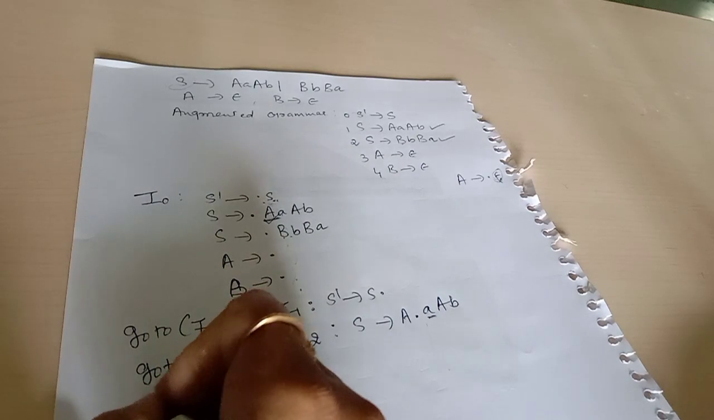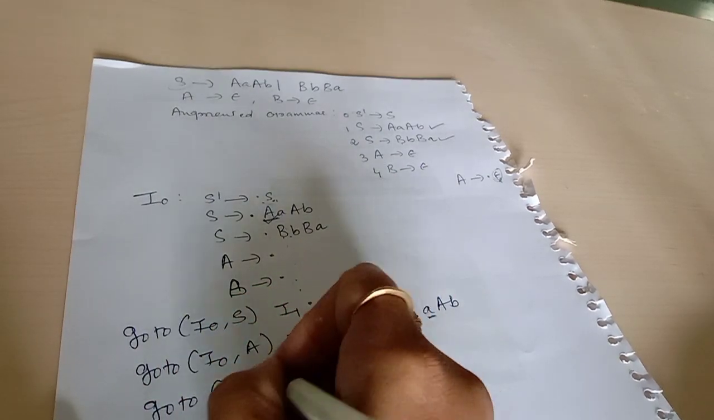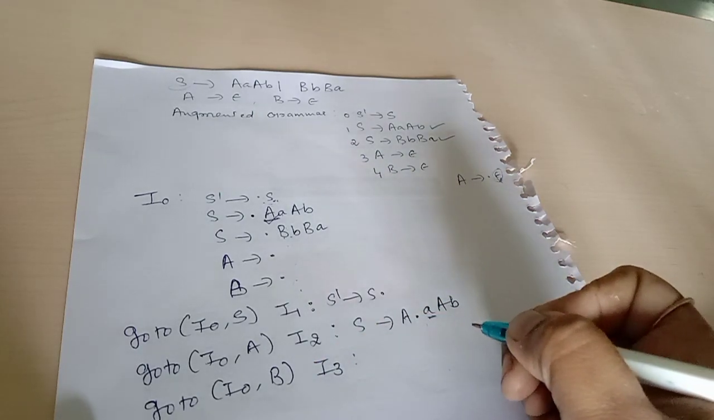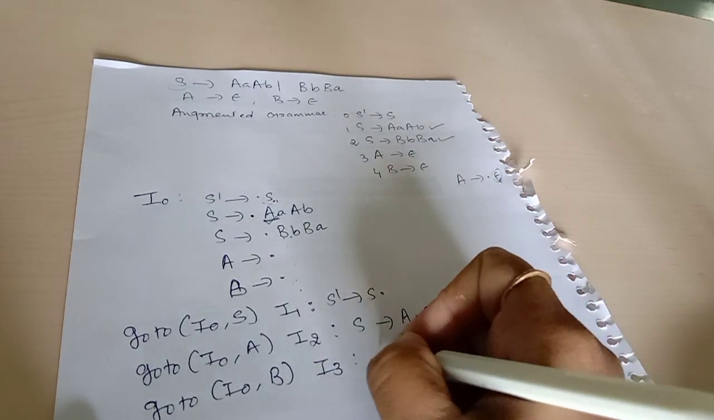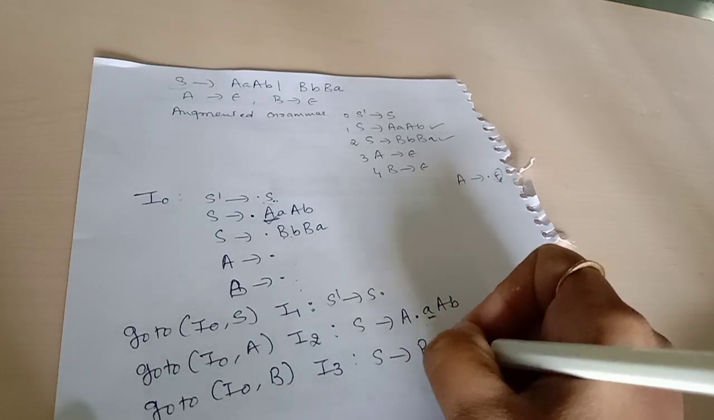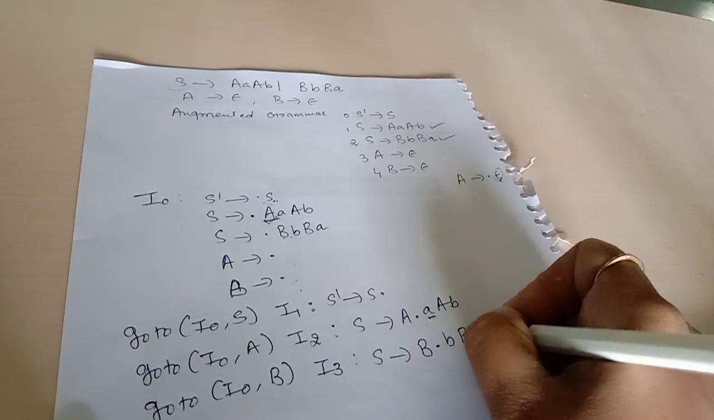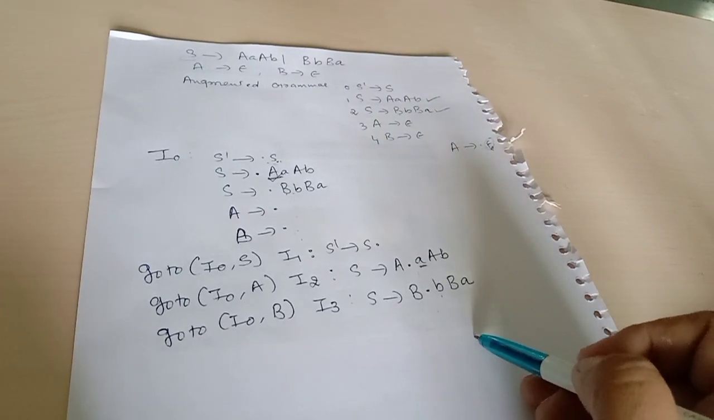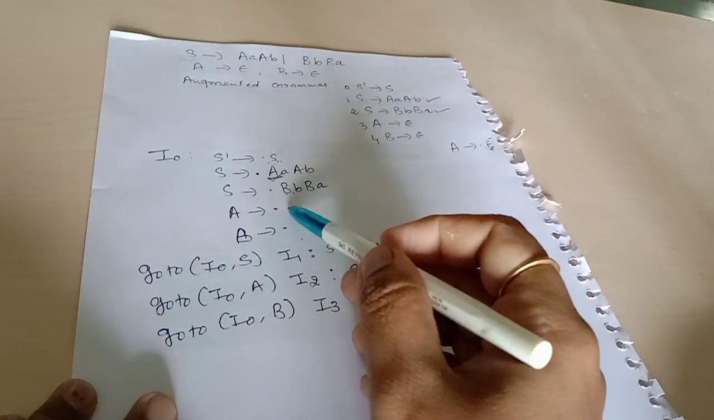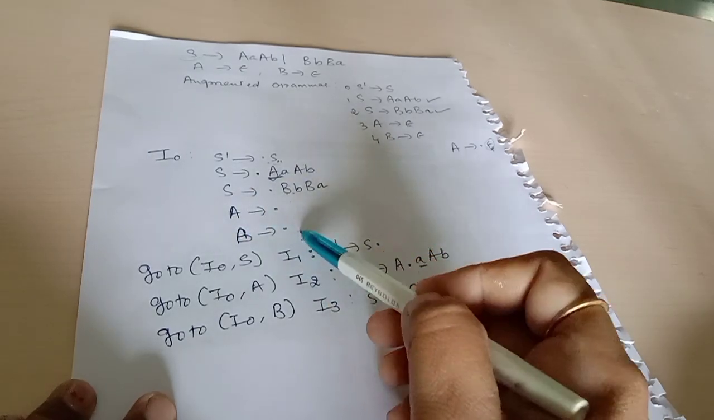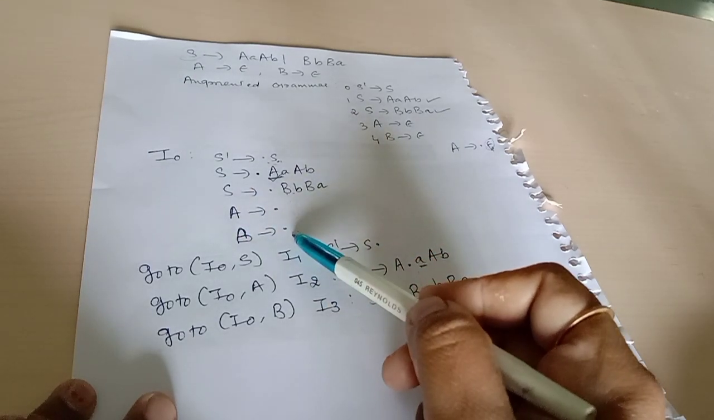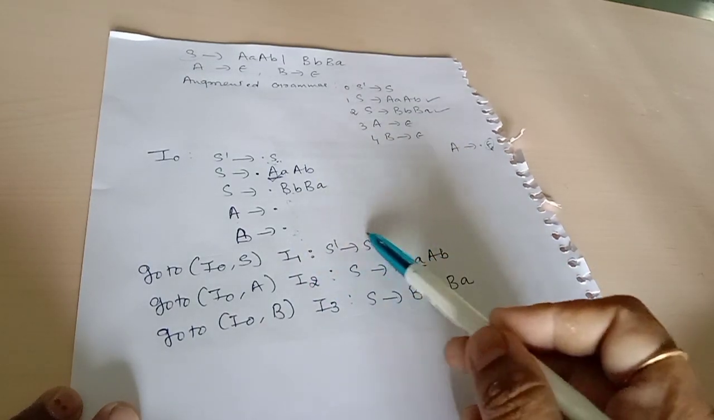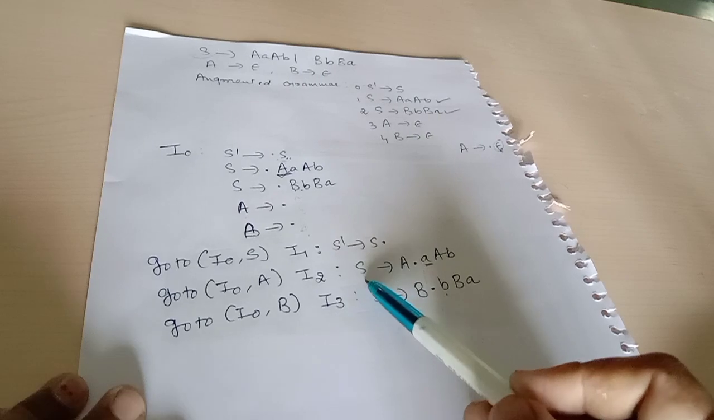Now go to I0 on capital B. That is my item set called I3 with state 3. What happened here? S → B.BBA. Over here also the next symbol is a terminal, so there is nothing to include. Now A and B are already reduced productions, so we will not check for them. Now we will move to item set I1. Over here also the production is reduced. Now we will check for I2.